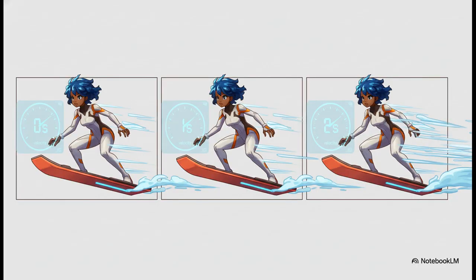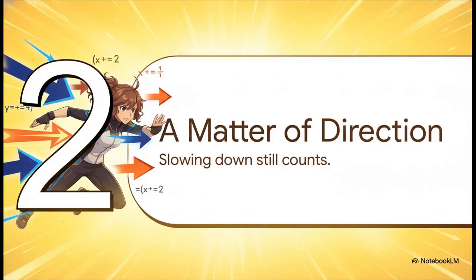Now, the units for this can look a little weird at first. Meters per second squared. What does that even mean? Well, it's actually pretty simple if you break it down. Think of it as meters per second per second. It's asking the question, by how many meters per second is your velocity changing for every single second that passes? See? Not so scary.